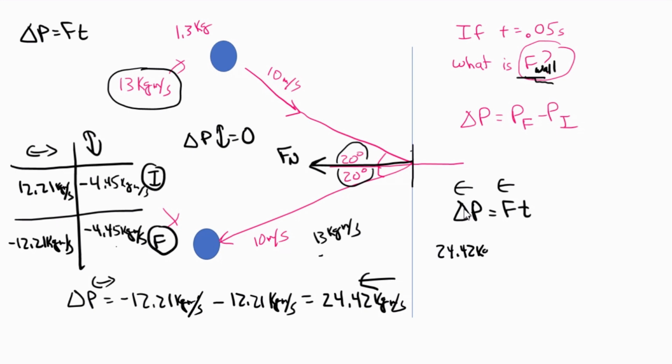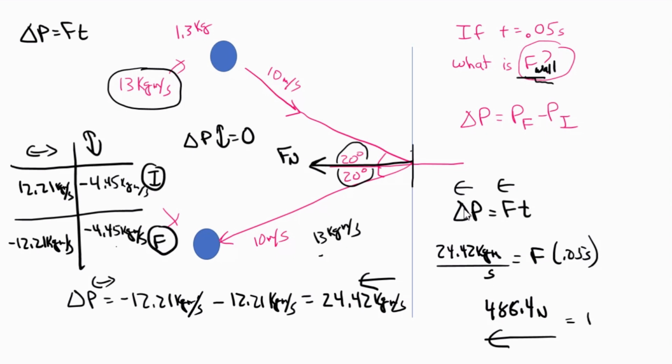So I have 24.42 kilogram meter per second equals the force that I don't know times 0.05 seconds. I divide by 0.05 seconds, and I'm going to have kilogram meter per second squared, which is just what the force is. And it's going to be kind of a big force because we have this heavy ball moving fast. 24.42 divided by 0.05, the force is going to be 488.4 newtons to the left.